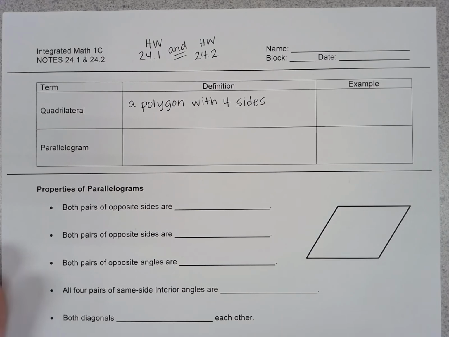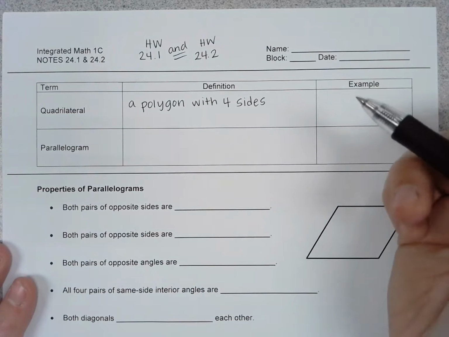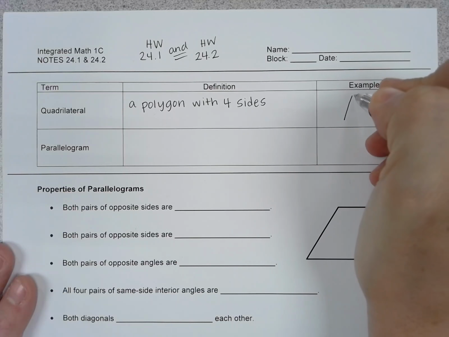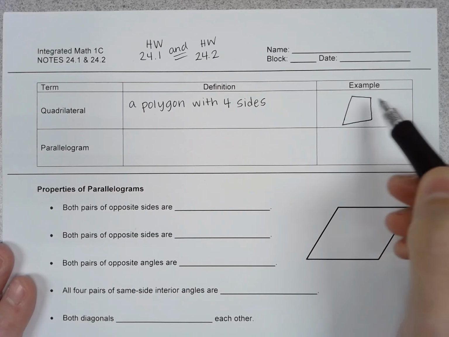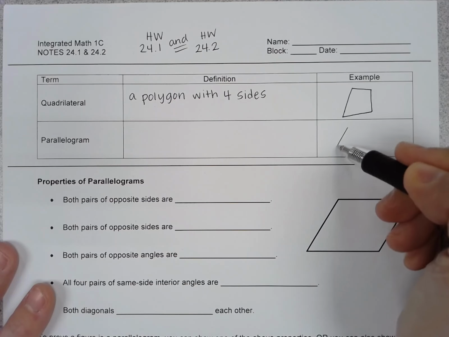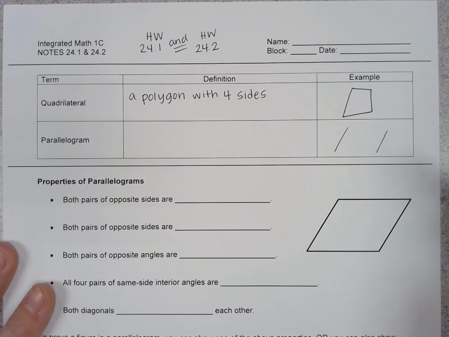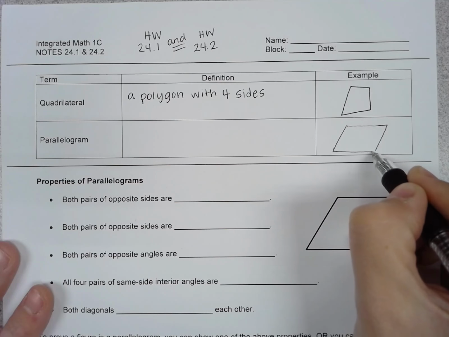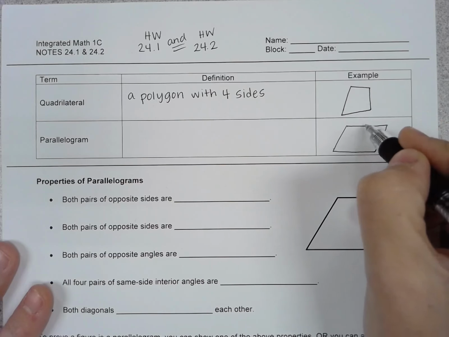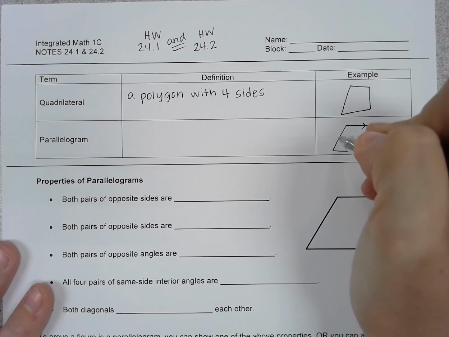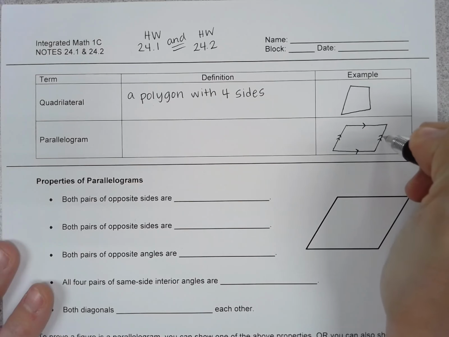Today's notes are all about parallelograms. A parallelogram is a special type of quadrilateral that has certain properties, and we're going to write down what the properties are right here. A quadrilateral, though, is just any shape that has 4 sides. I tried to draw this kind of weird so it didn't look like a square or a rectangle. A parallelogram has 2 pairs of sides that are parallel. Usually when you see a parallelogram drawn, it kind of looks like a slant. This side is parallel to this side, and this side is parallel to this side.